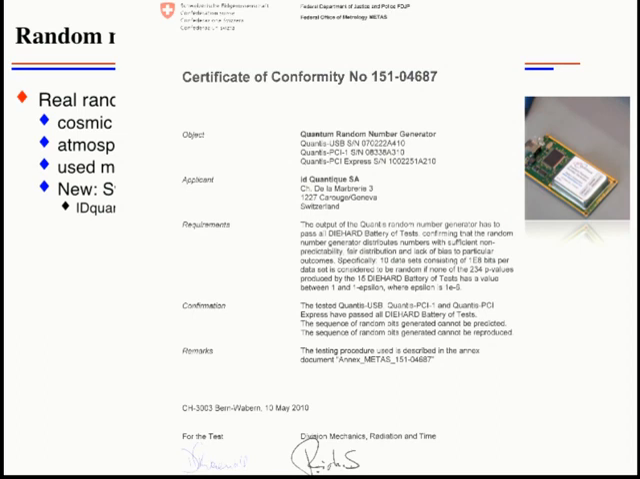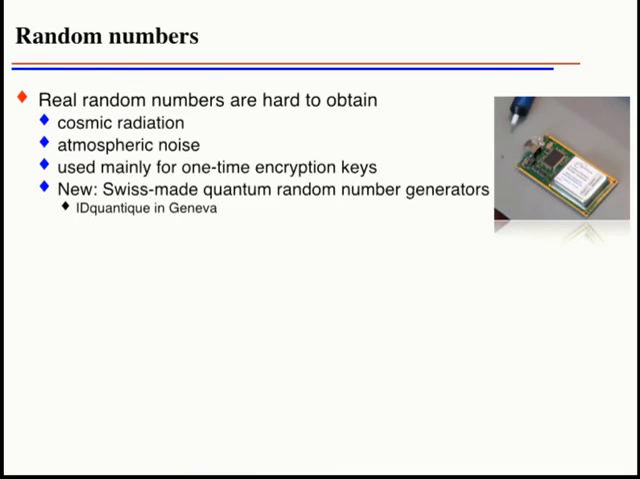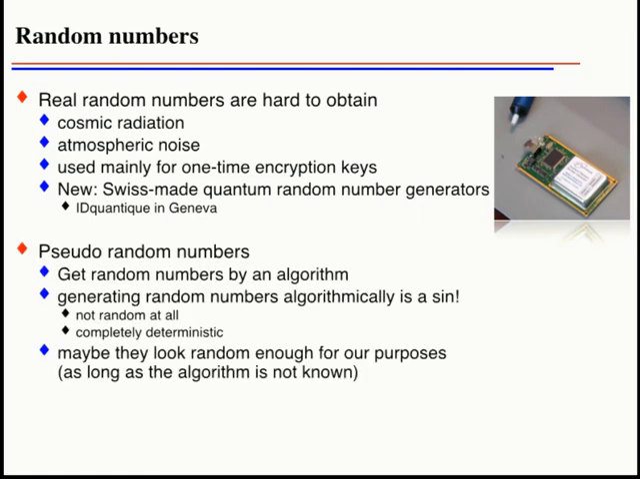Well, we don't have such a device. We cannot really measure atmospheric noise and cosmic radiation. We just want to generate a random sequence with our computer. And to do so, we'll just rely on pseudo-random numbers. Pseudo-random numbers are just numbers that you compute with an algorithm.